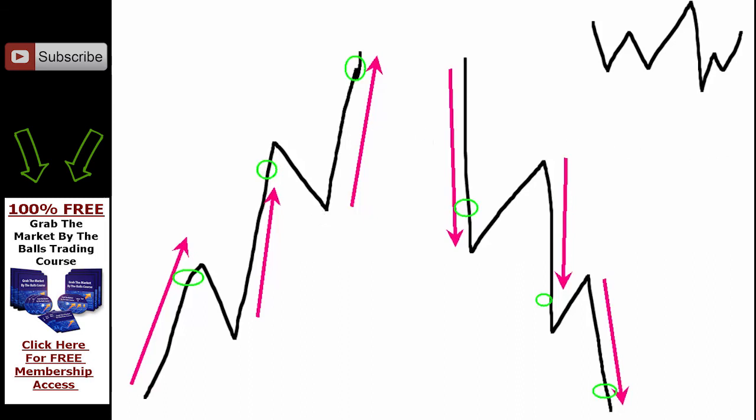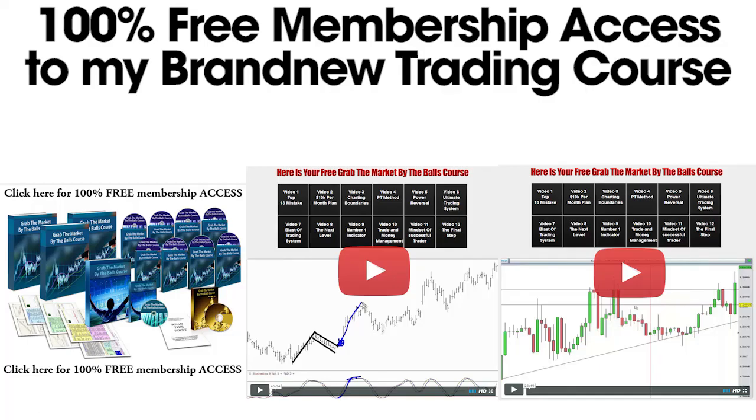So this is a trade management technique that I like to use in the markets to really help you move forward. I'm not going to BS you here.